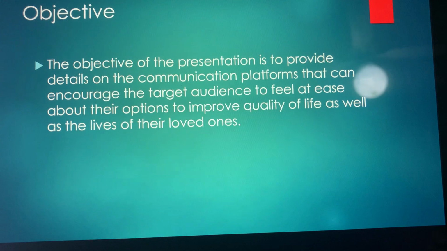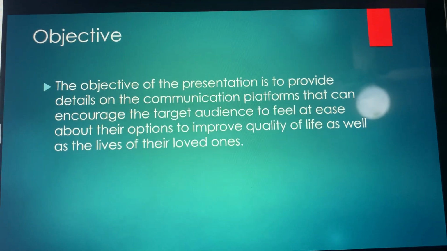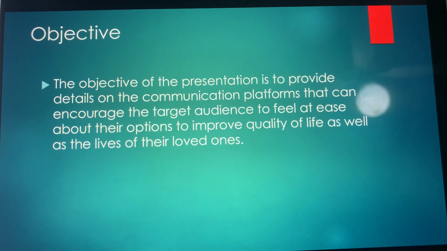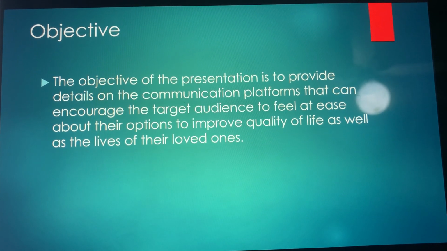The objective of the presentation is to provide details on the communication platforms that can encourage the target audience to feel at ease about their options to improve quality of life as well as the lives of their loved ones.